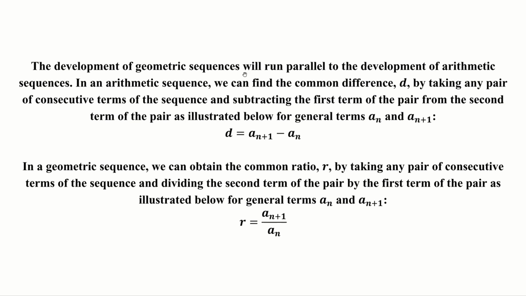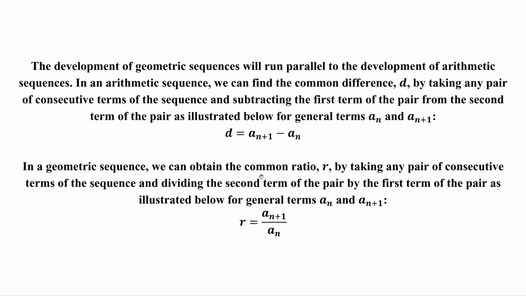Our development of geometric sequences will run parallel to the development of arithmetic sequences. In an arithmetic sequence, we can find the common difference, d, by taking any pair of consecutive terms of the sequence and subtracting the first term of the pair from the second term of the pair, as illustrated below for general terms an and an plus 1. This is, of course, the nth term, and this is the n plus first term. And the common difference d can then be found by doing this subtraction, an plus 1 minus an.